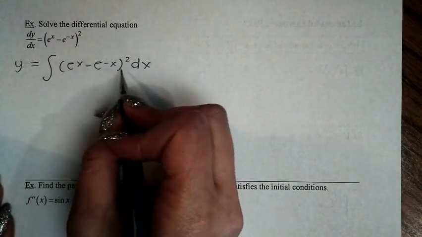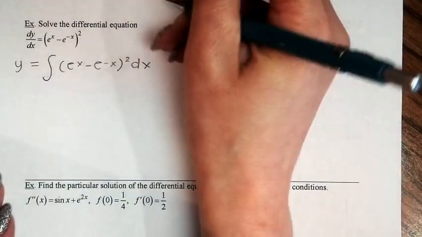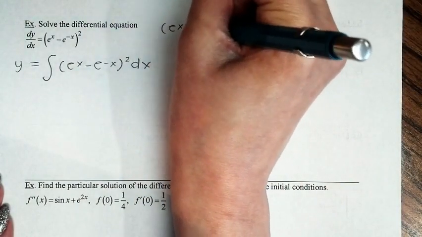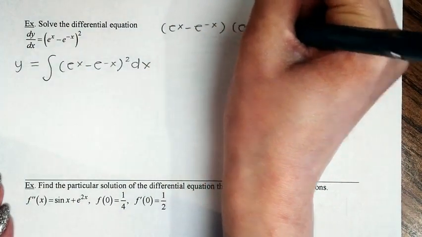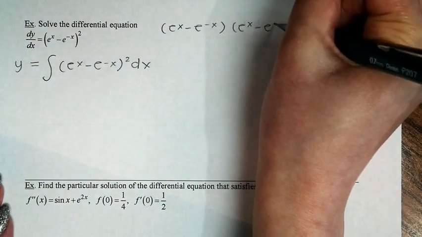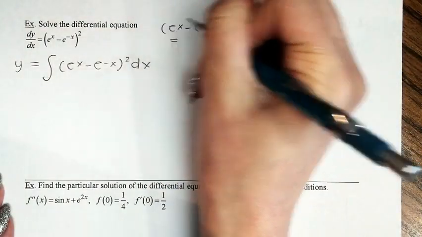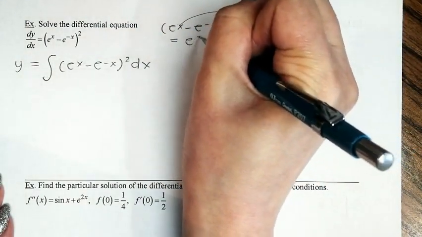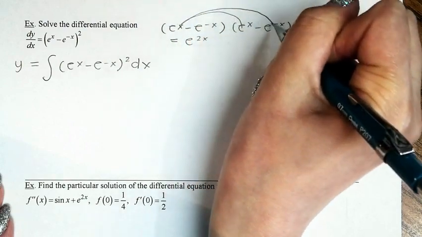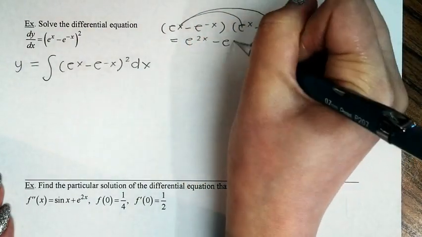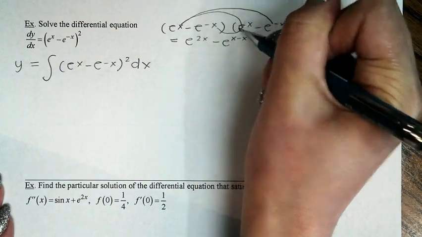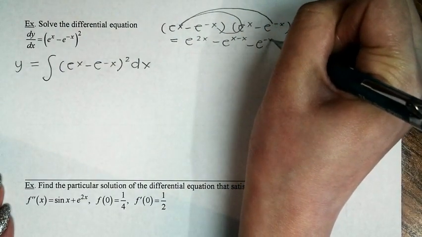So you know that this expression that you have over here is equal to this, multiplying these two algebraic expressions. Do you agree with that? So I know that when you multiply this times this, you have e to the 2x. When you multiply this times this, it is negative e to the x minus x. This times this is negative e to the negative x plus x.